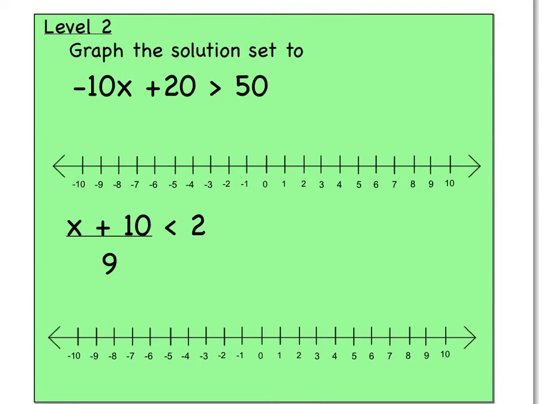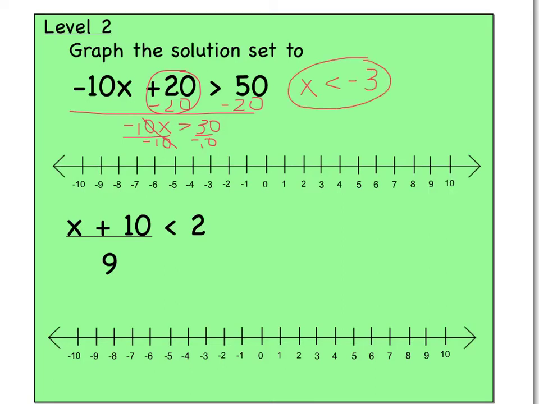So now here is when we get into our two-step inequalities. You solve them just like you would do two-step equations, except then you have to graph your solution. So here we get negative 10x is greater than 30. I'm going to divide by a negative. Think about what we have to do when we divide by a negative. I'm going to flip my sign, and x is less than negative 3. I'm going to have an open circle. The numbers that are less than are going to go to the left.